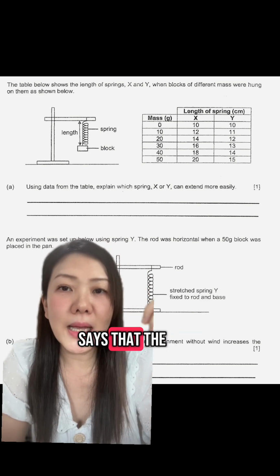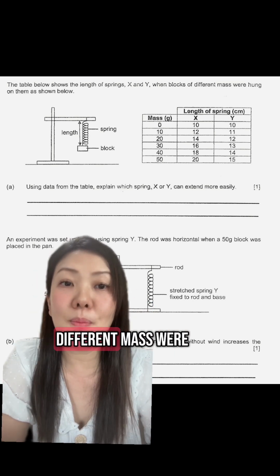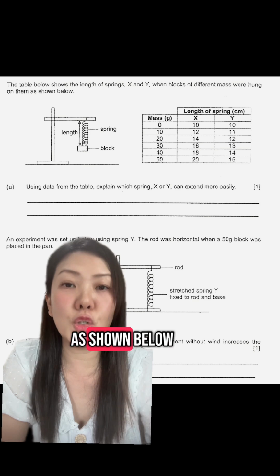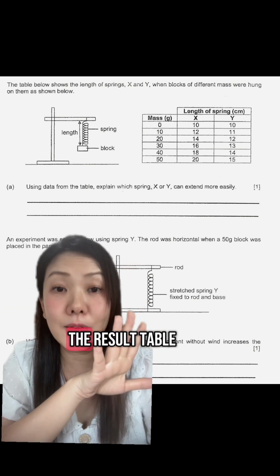So the question says that the table below shows the length of springs X and Y when blocks of different mass were hung on them as shown below. So we have the diagram, you can see the setup and the result table.